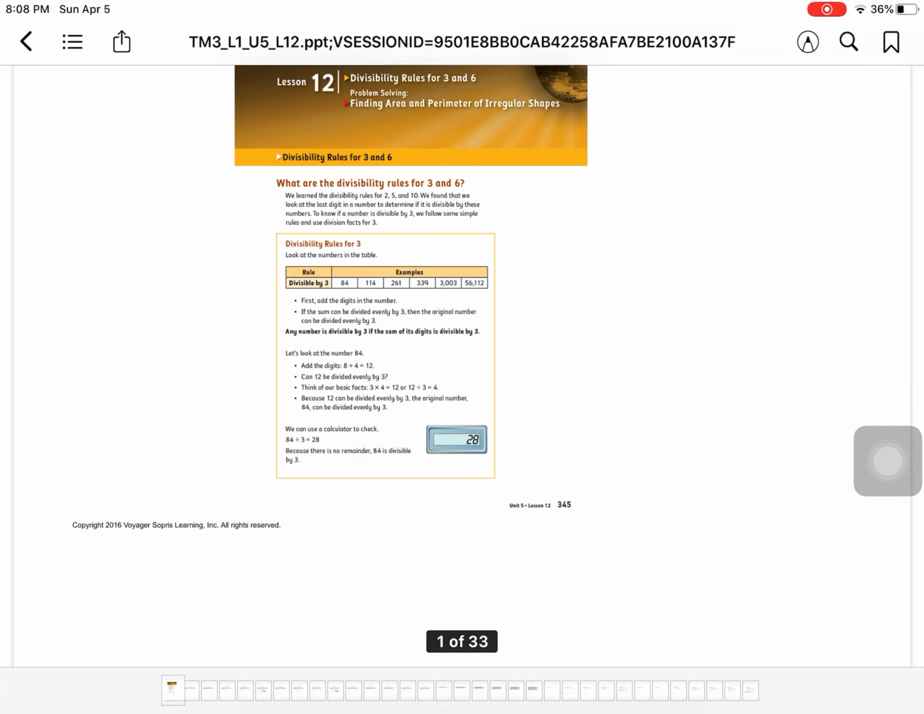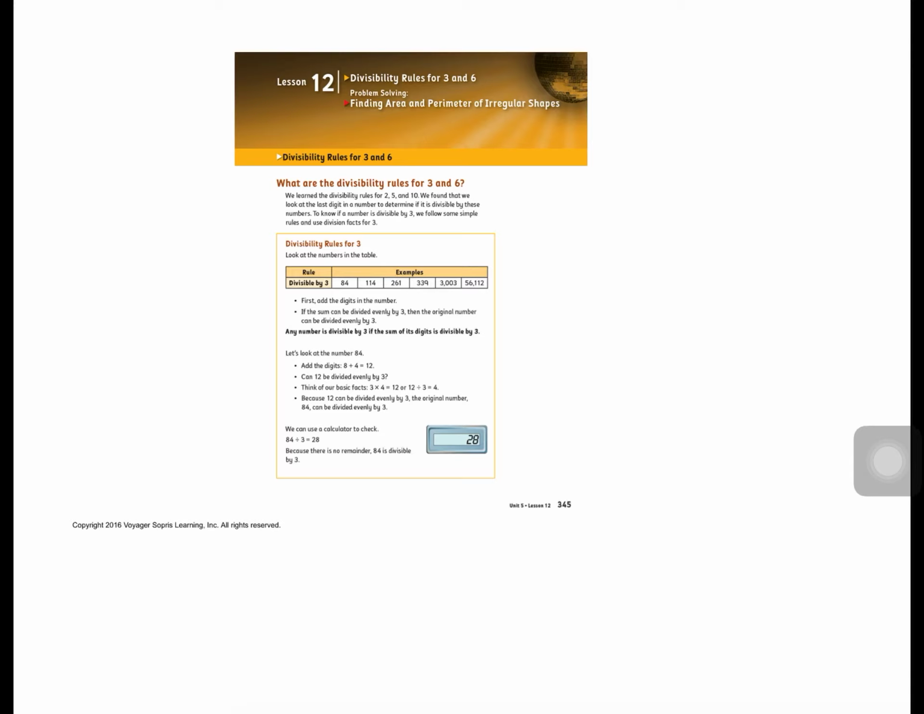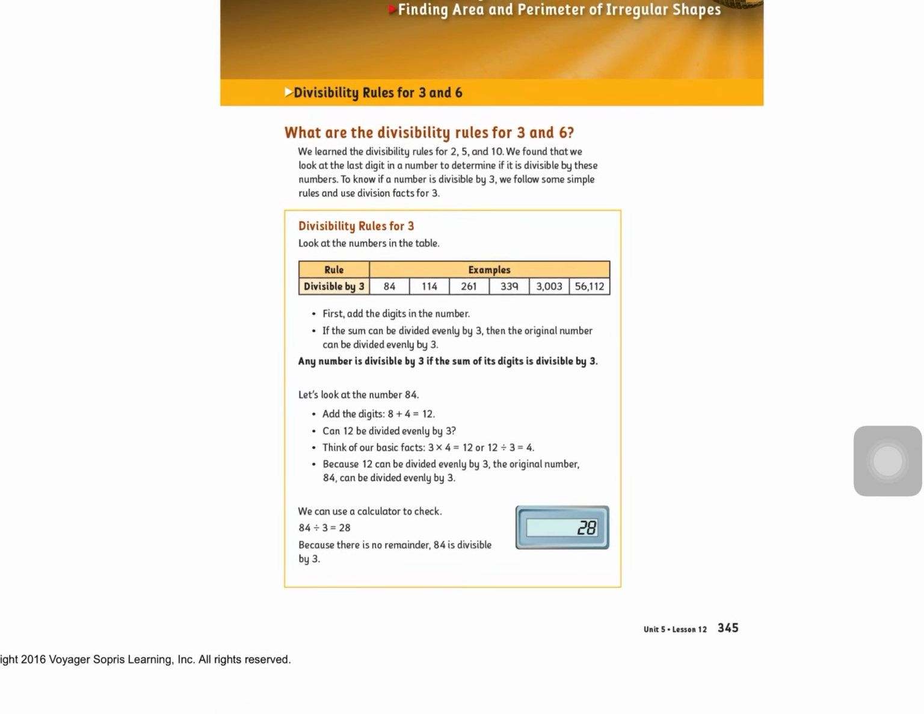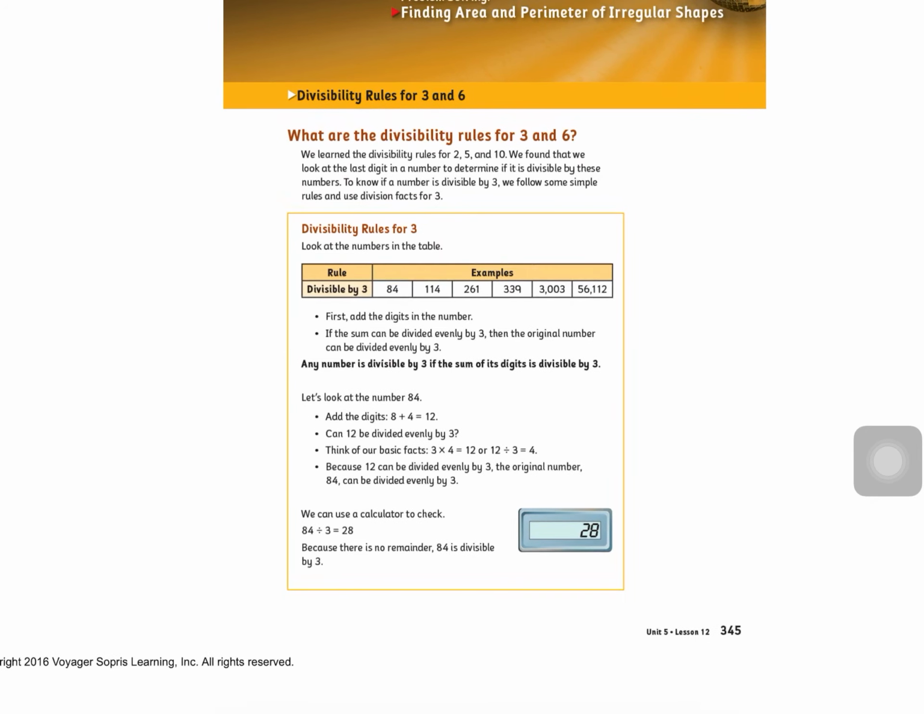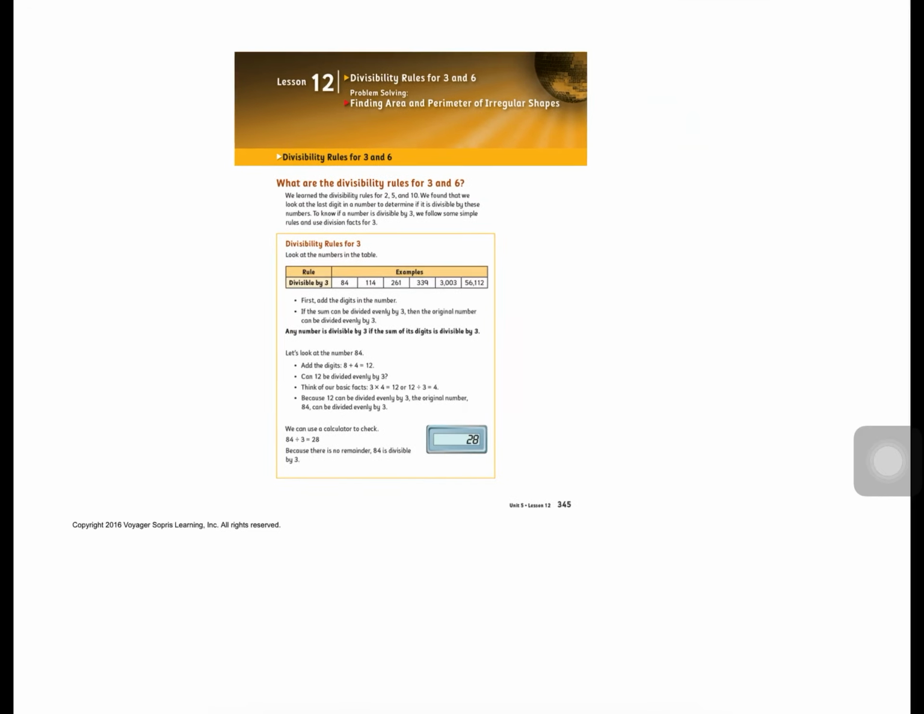Okay, we're going to start with lesson 12 today. Our target is looking at divisibility rules for 3 and 6. We're going to focus on that part for the number sense portion first. So if I'm looking at this first part, what are the divisibility rules for 3 and 6? Well, that's what we're going to get into.